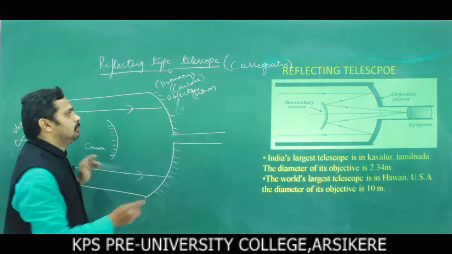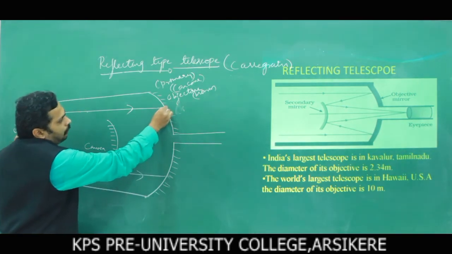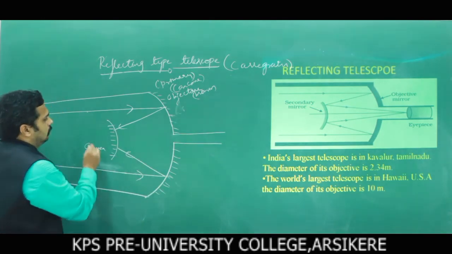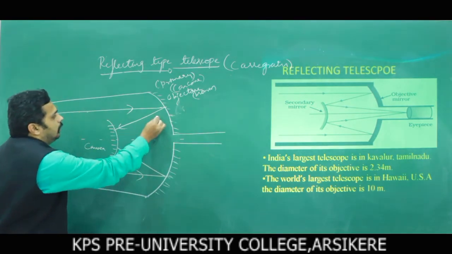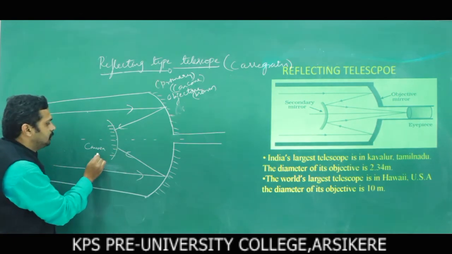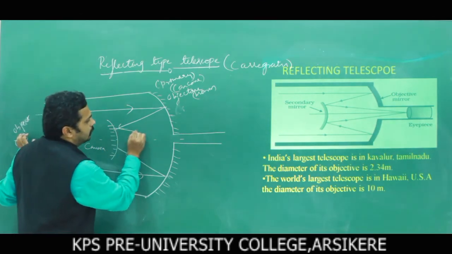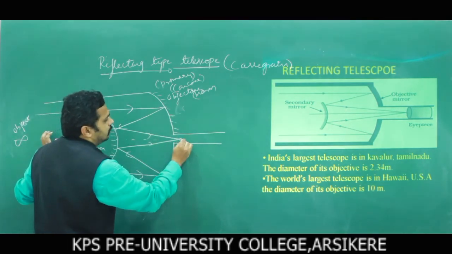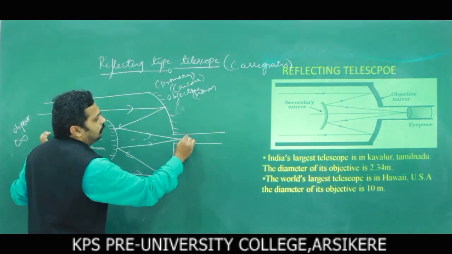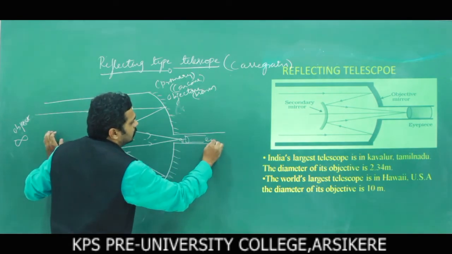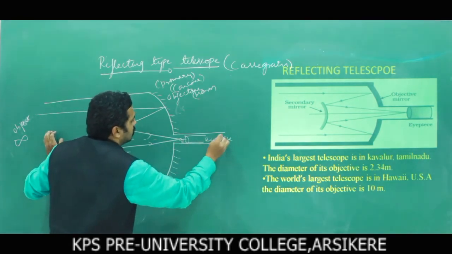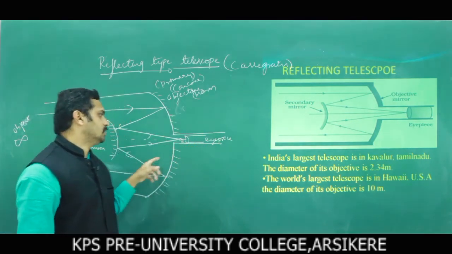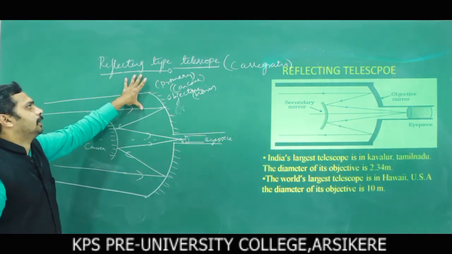We call it the objective mirror. This is a concave mirror. Know that the reflection takes place. Look at here, the reflection. Now after reflection, it falls on the secondary mirror. Which mirror? Convex mirror. After that, know that all the reflected rays meet here. This is the image. Now with the help of the eyepiece lens, you are going to see the final image of the object. This is the Cassegrain type reflecting telescope.